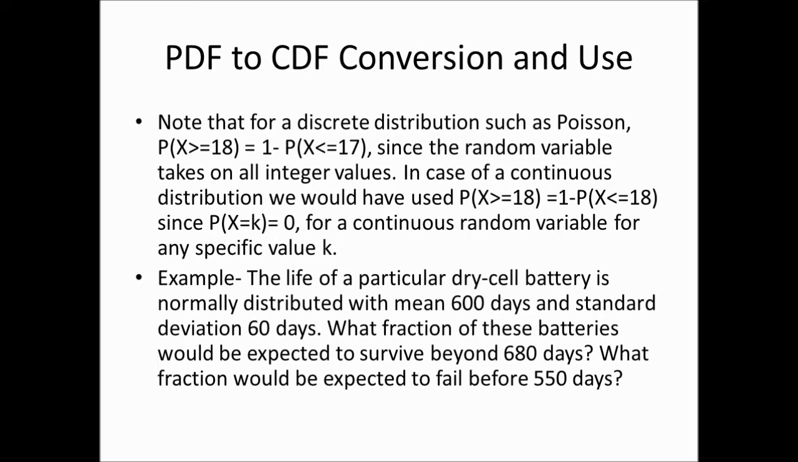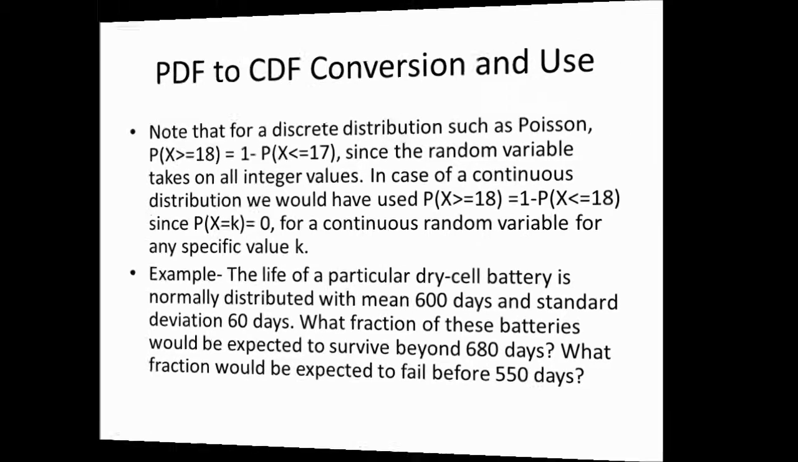Let's look at another example. The life of a particular dry cell battery is normally distributed with a mean of 600 days and a standard deviation of 60 days. What fraction of these batteries would be expected to survive beyond 680 days? What fraction would be expected to fail before 550 days? So you are dealing with the life of a battery, and the distribution we are using is a normal distribution with a mean of 600 and a standard deviation of 60 days.